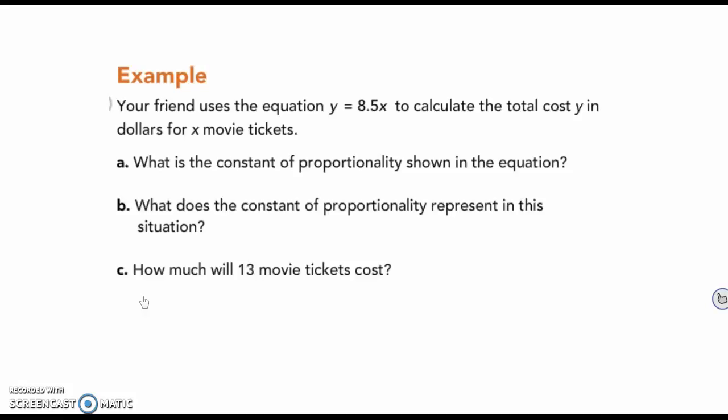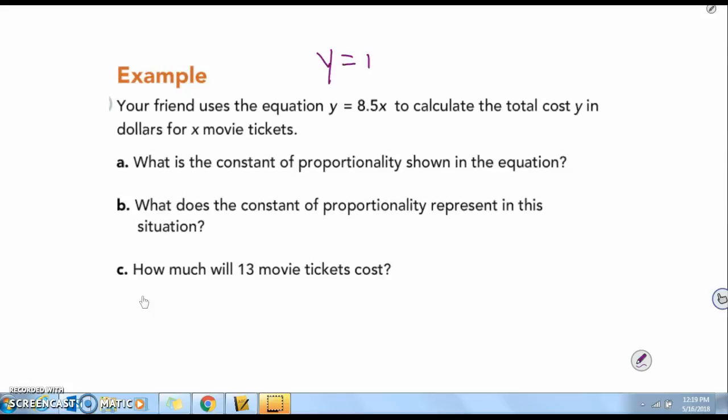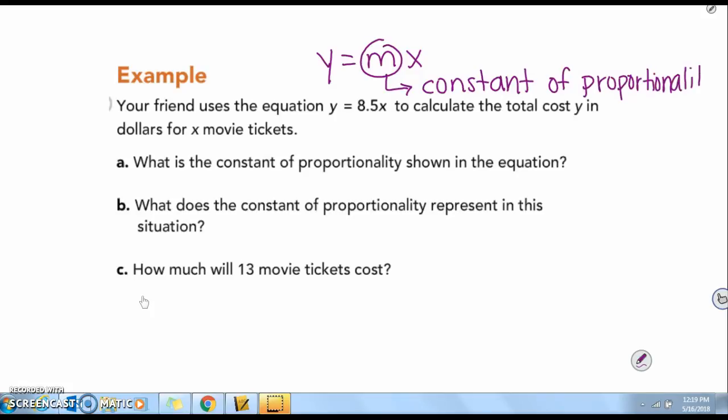Look at this example in your notes. Your friend uses the equation y equals 8 5/10 x to calculate the total cost y in dollars for x movie tickets. Remember, y equals mx shows that m is our constant of proportionality. In our equation, y equals 8.5 times x, 8.5 is our constant of proportionality.